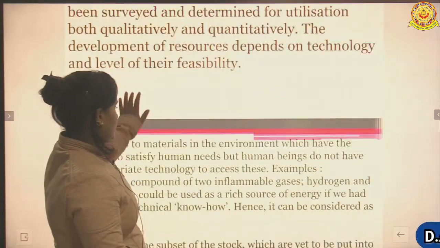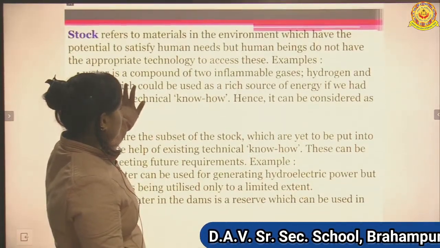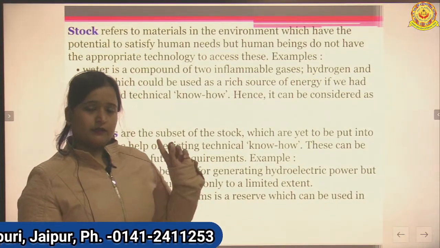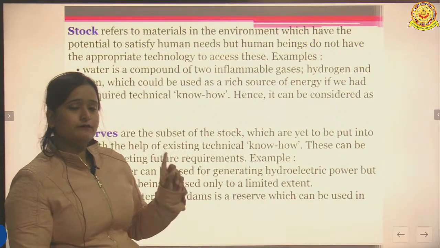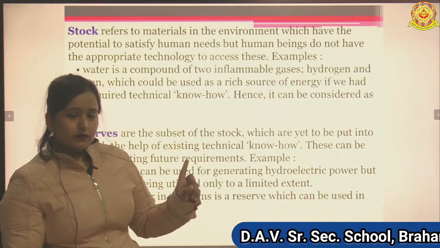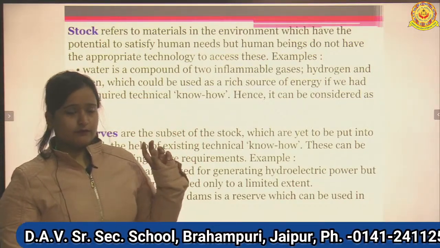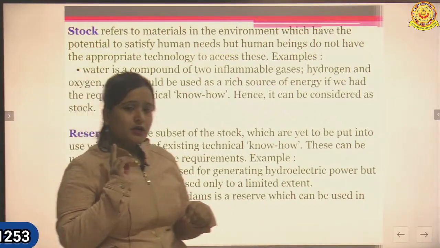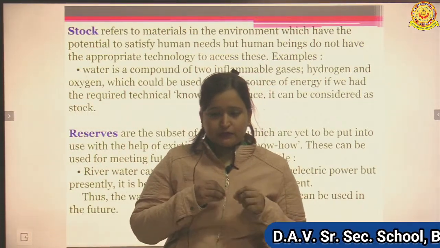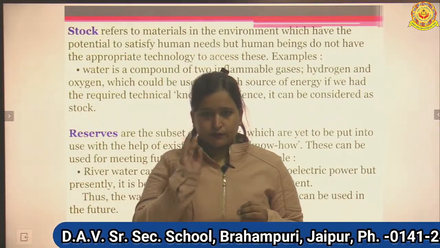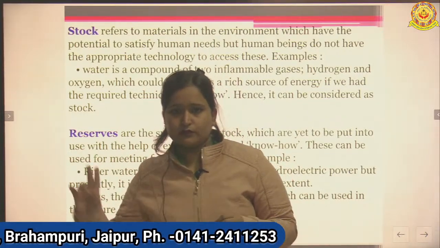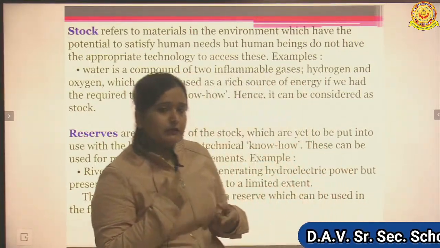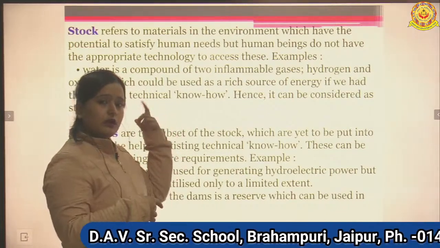Now next one, two things we have learned in classification on the basis of development: the potential and the developed resources. Two more things we will study now: stock and reserves. For example, if we are framing a sentence, we can use the two words, stock and reserve, for a single thing. We can use it, but the meanings of these two are different.